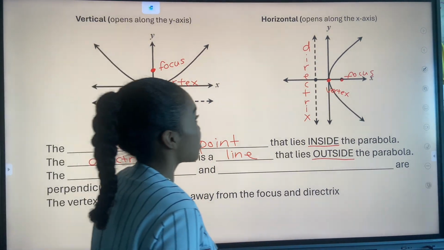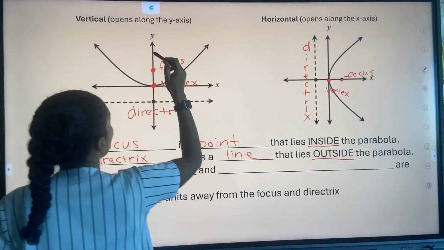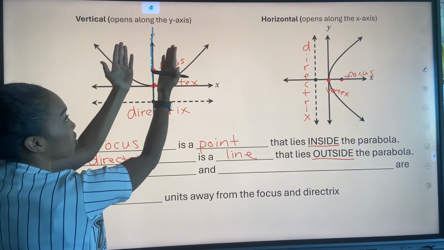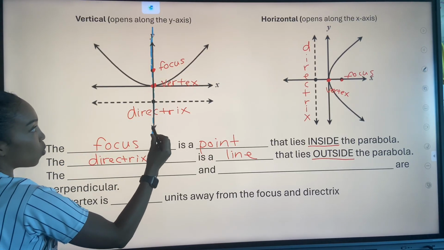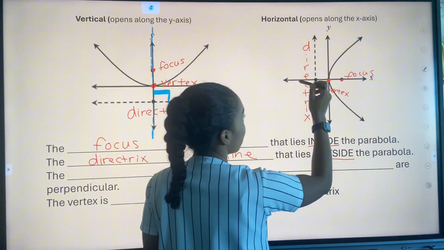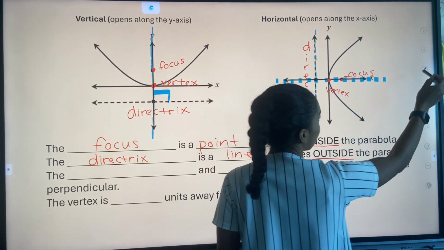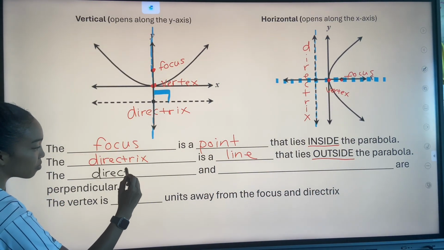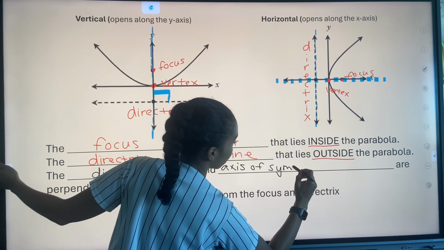Let's talk about the axis of symmetry. The axis of symmetry splits the parabola right down the middle. So right here is your axis of symmetry. You can fold your graph along this line and it will be on top of each other. It is always perpendicular to the directrix. It'll form a right angle. Here, this is your axis of symmetry. It is perpendicular to the directrix. So the directrix and the axis of symmetry are perpendicular.